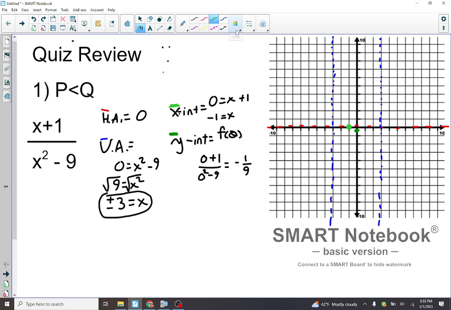Will you take off points if you don't know exactly where it is? I think if we get the idea. Yeah, as long as you don't put it way over here. That will take a point off, because that's in the wrong spot. It should be between 0 and 1, or 0 and negative 1 in this case.